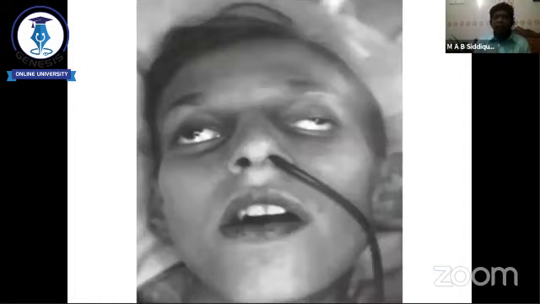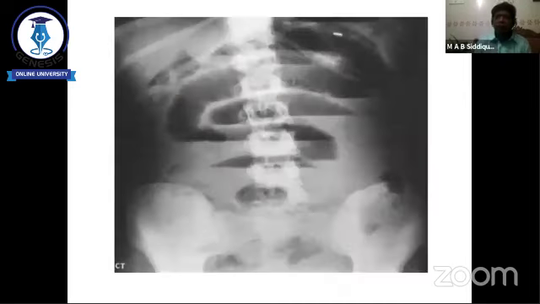So I will show you a picture of a terminal stage of generalized peritonitis. Another X-ray, I will show you. If you look at this X-ray carefully, what you find is that there are distended bowel loops, multiple air fluid levels in a step-ladder pattern, and the loops are present centrally.